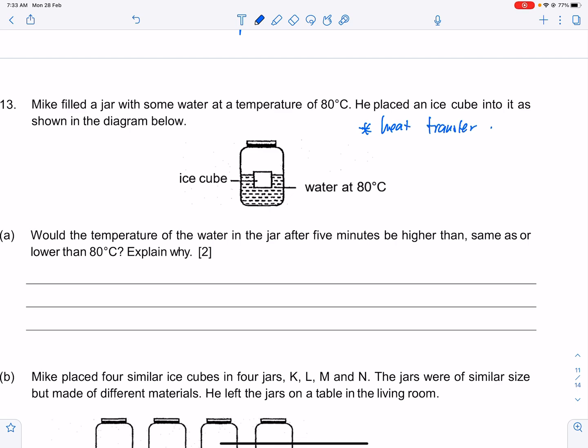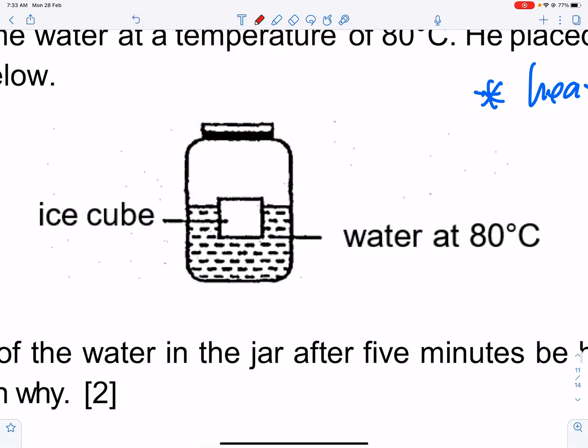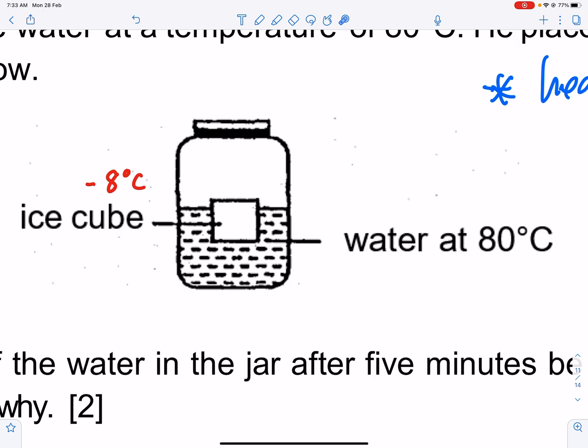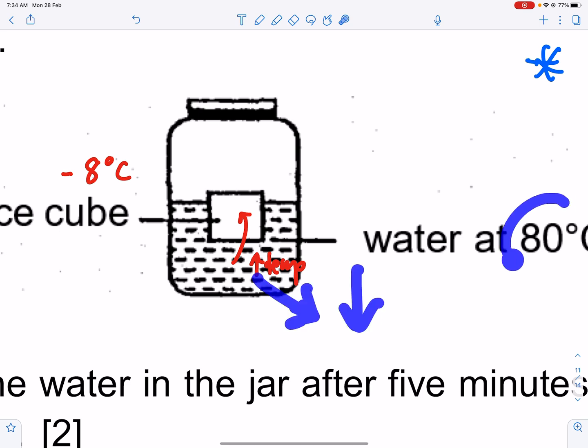So with heat transfer, we must know that heat always goes from a region of higher temperature to a region of lower temperature. So in this case, your ice cube definitely has to be below 0 degrees Celsius. Let's just say when it is first dropped in, it is minus 8 degrees Celsius. This is 80 degrees Celsius. So your water is obviously of a higher temperature. So what happens is that heat will be lost from the water to your ice cube, causing it to melt. And when that happens, the temperature of the water will start to decrease. So if it's at 80, since it's decreasing, it should be less than 80.